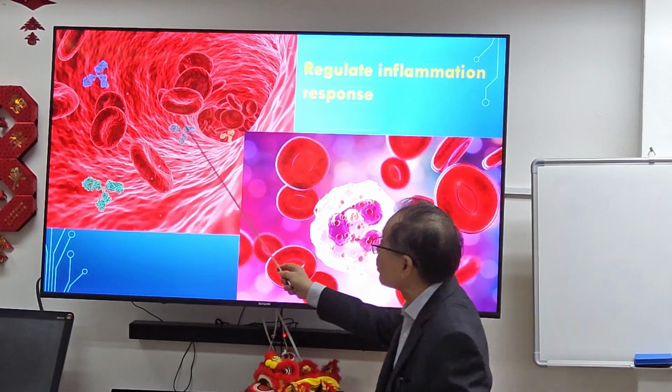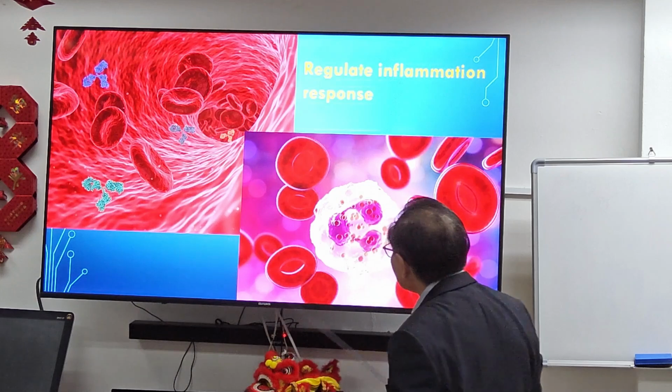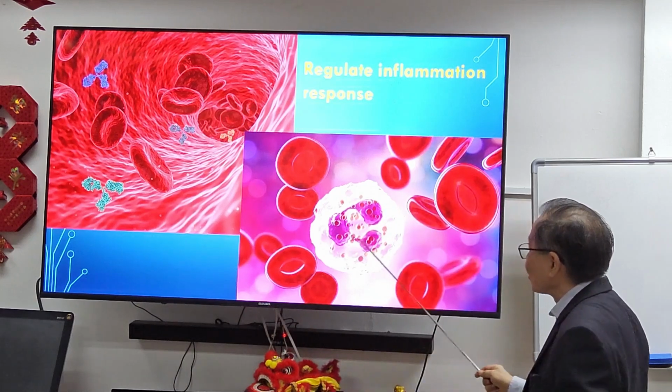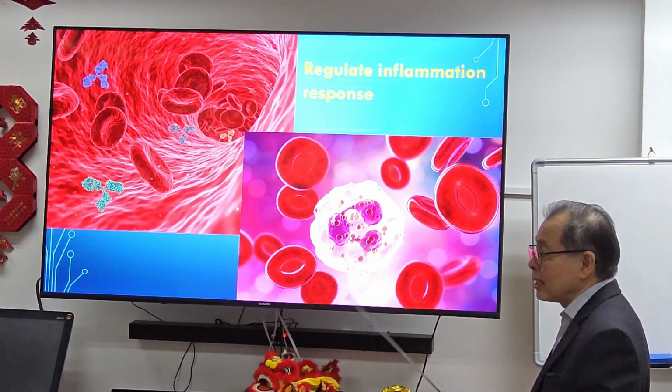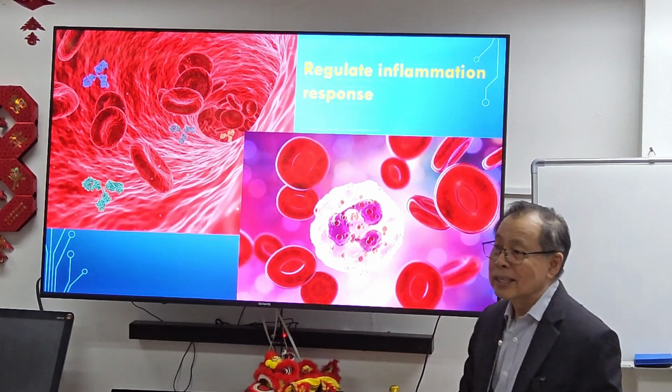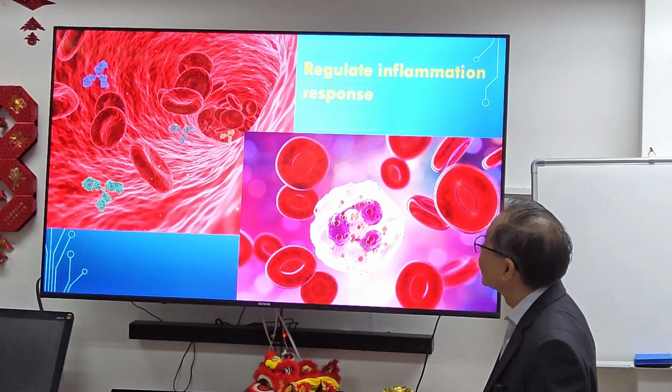In the blood there are also inflammatory cells like this. They are commonly called white blood cells. Usually they have many lobes in the nucleus. So TeraHertz has the ability to tone down the inflammation by its action on certain molecules in the blood.